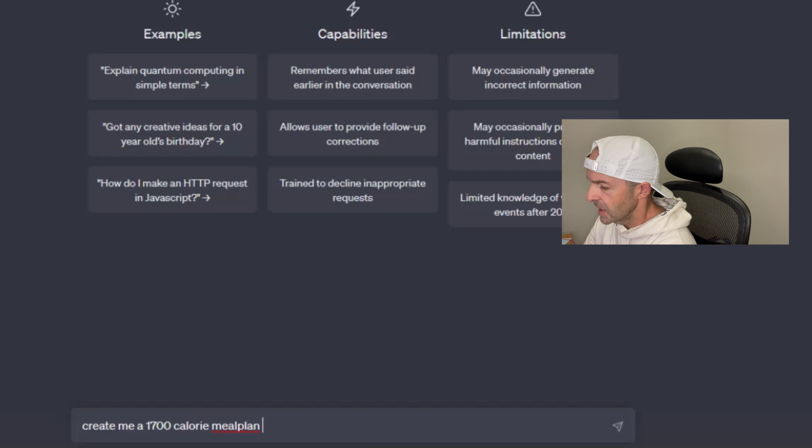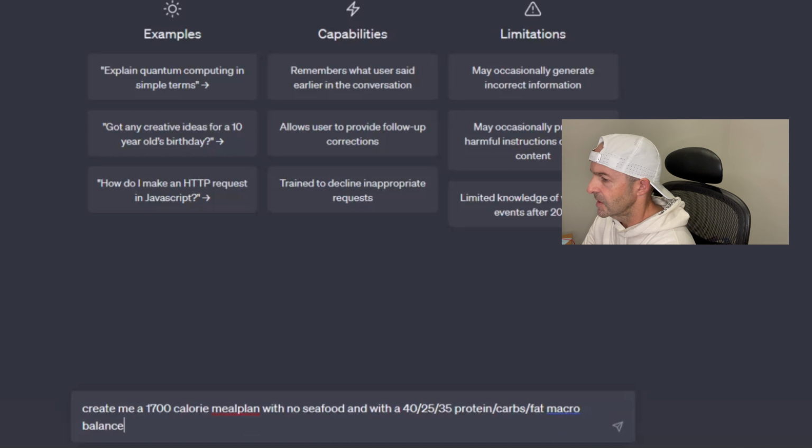First of all, I'm going to ask without seafood, because I'm not a seafood fan, and I'm going to go for a 40, 25, 35 ratio macro balance. So 40 protein, carbs, fat, macro balance. All right, let's see how it goes.